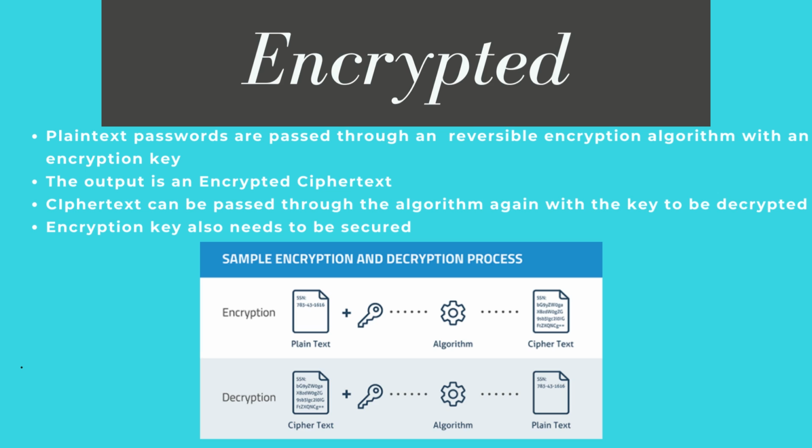The next way to store a password would be to encrypt it. So encryption works in the way that plain text passwords are passed through a reversible encryption algorithm with an encryption key, and then what is outputted is an encrypted ciphertext. And this encrypted ciphertext is what's stored rather than the password itself. So this ciphertext can be passed through the algorithm again with the same encryption key, and it can be decrypted back to the original plaintext password.